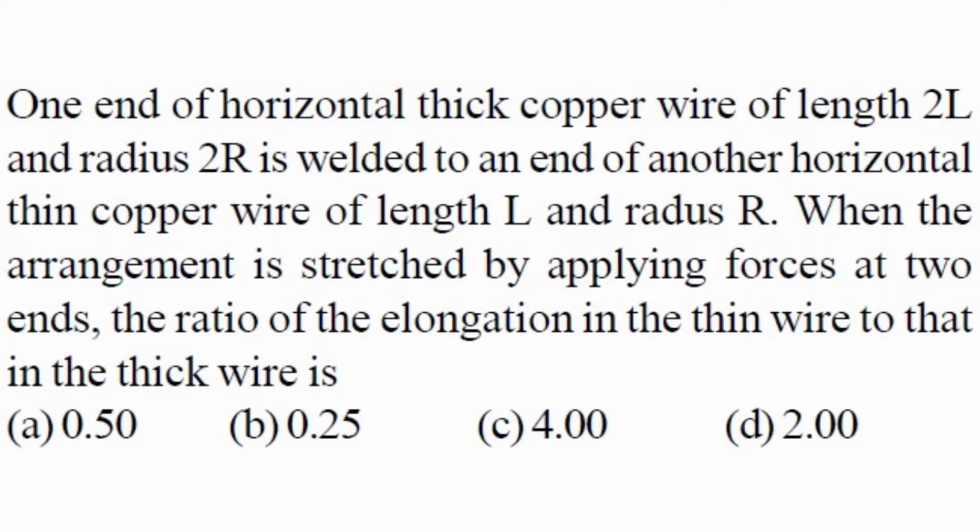One end of a horizontal thick copper wire of length 2L and radius 2R is welded to an end of another horizontal thin copper wire of length L and radius R. When the arrangement is stretched by applying forces at two ends, the ratio of the elongation in the thin wire to that in the thick wire is.